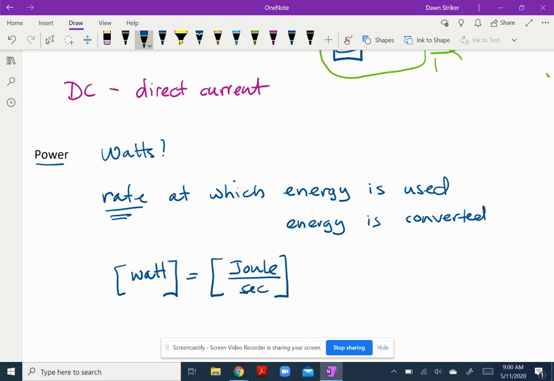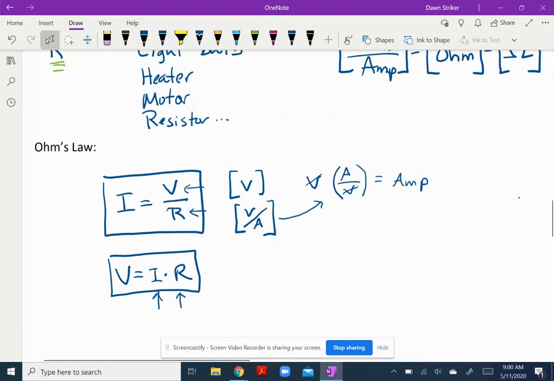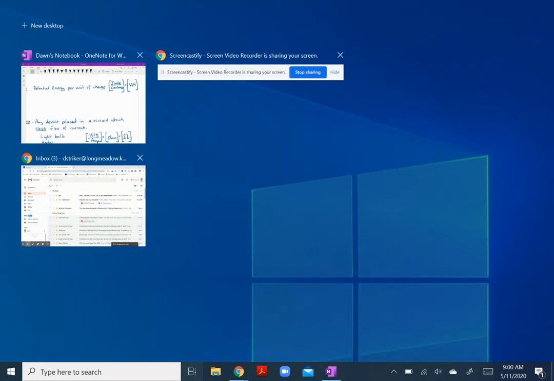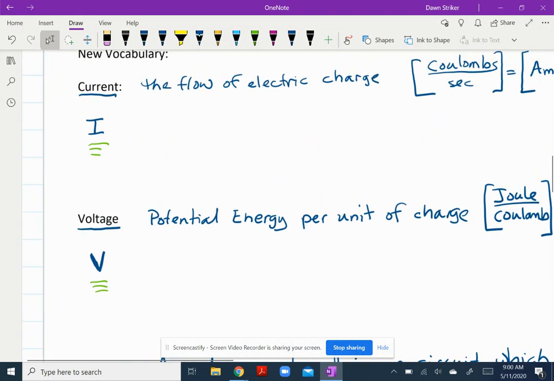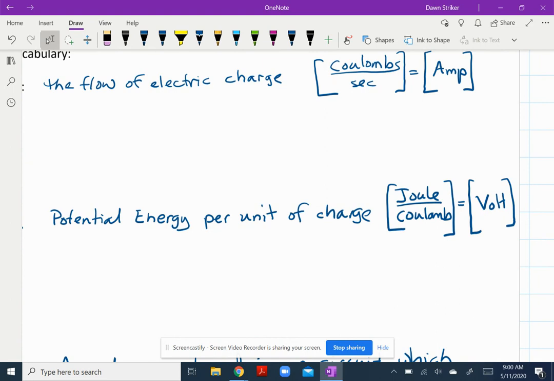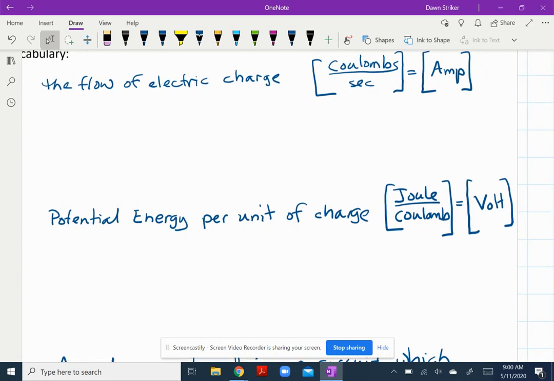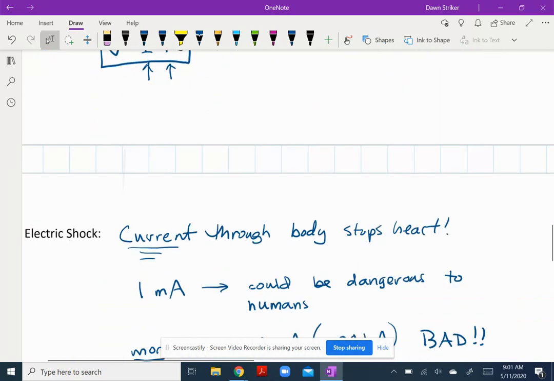Okay, so we have some new variables talking about electricity. How can we put these together to get a joule per second? So we have this current that measures in coulombs per second. And then we have this voltage that measures in joules per coulomb. So coulombs per second and joules per coulomb. What happens if you multiply those two things together? What if you multiply voltage and current together?